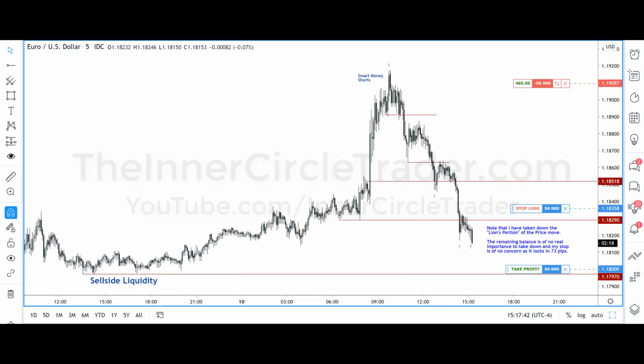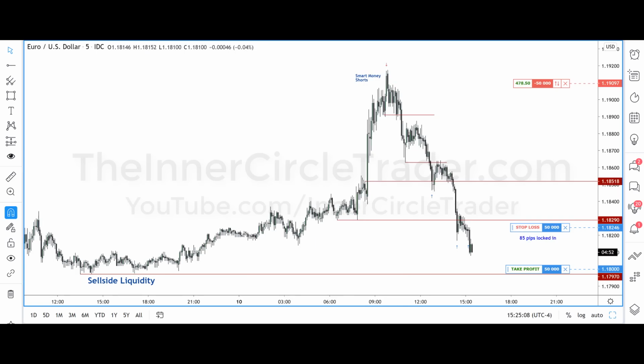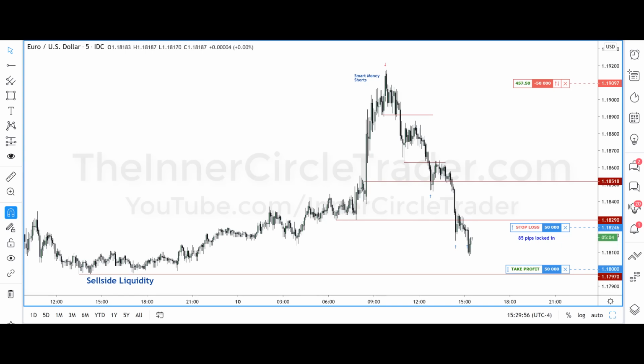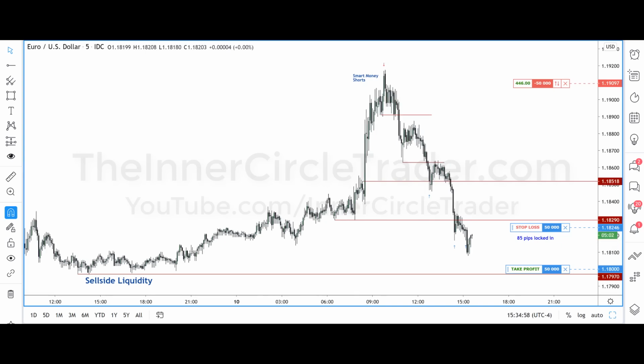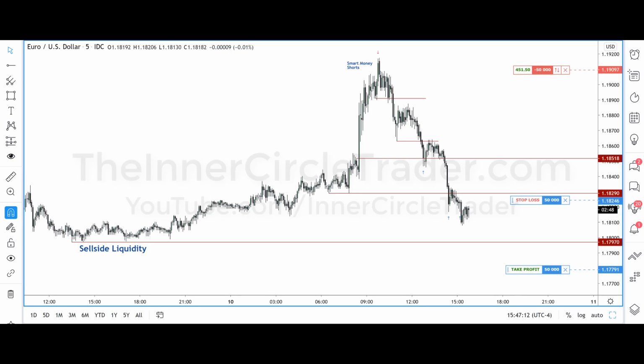All right, so I took 700,000 off, and now I'm at a point where I have 85 pips locked in, and I don't care if it stops me out at this point or if it goes to my profit objective. And that's a really good place to be in trading because you're not concerned. If it takes you out, you have above your threshold that you're looking for the week. Mine is 50 to 75 pips.